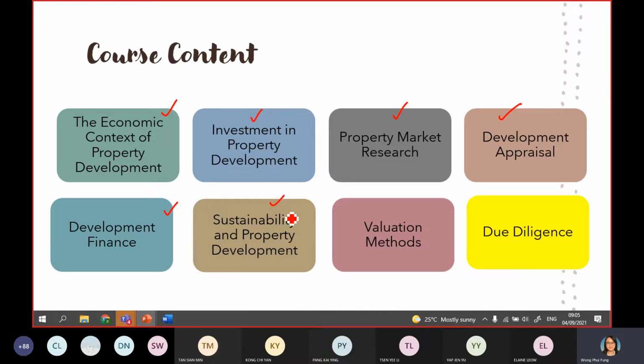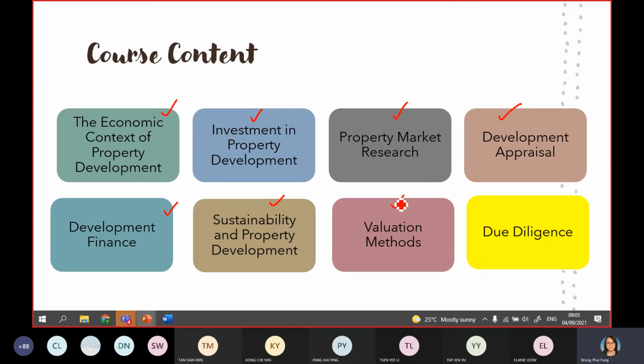Then we learned how to integrate sustainability. Why is it so important to integrate sustainability into property development? How can a developer play a role in achieving sustainability, to give an impression that they are not only profit seeking, but at the same time also concerned about social equality and the environmental issue?